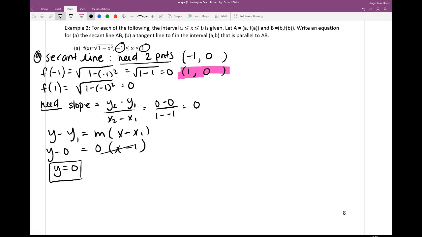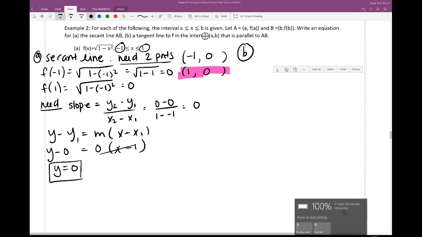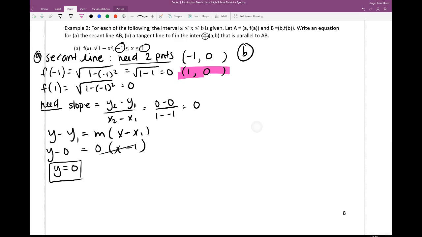So that's part A. Now part B says find the tangent that's going to be parallel to that. So let's do it. Again for a tangent line, I need 1 slope, okay? If it's parallel, the slope should be exactly the same as the secant. So slope is 0. I also need a point, okay?